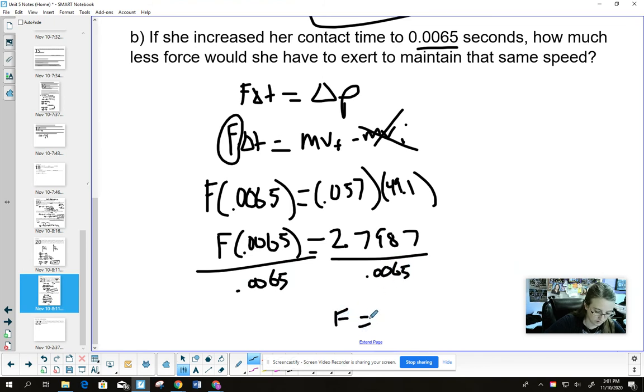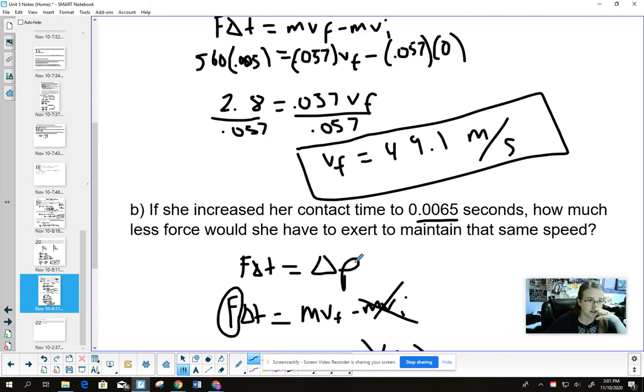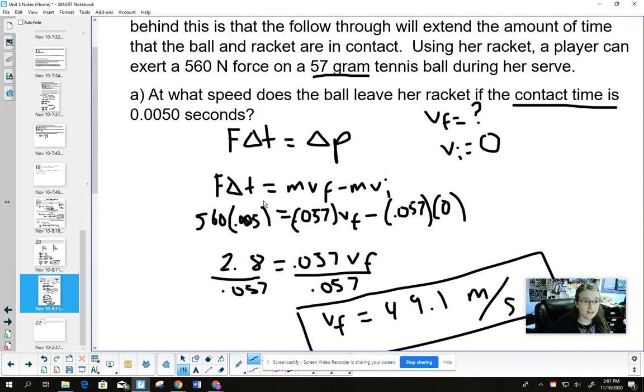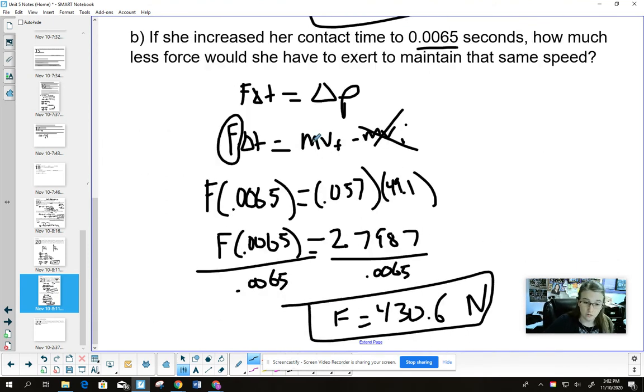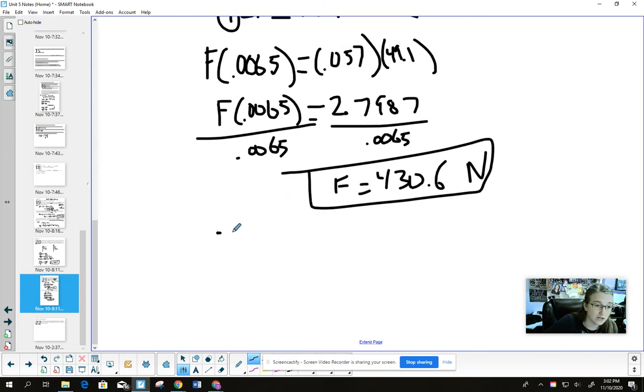And we've got the force equals 430 newtons. So again, we can see that if this tennis player is able to increase their time, actually I needed one more step here. Instead of exerting 560 newtons, they would be able to exert 430.